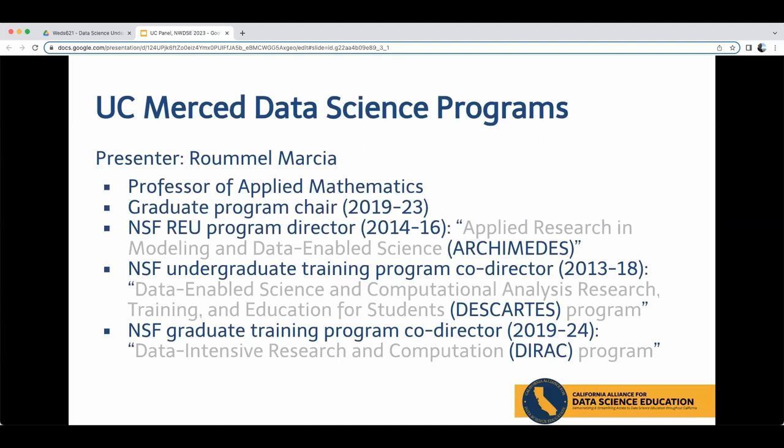Then we also got some funding to enhance our applied math major. We had a program called Data-Enabled Science and Computational Analysis Research Training and Education for Students, the Descartes program. That enabled us to have an emphasis track in our applied math major on computational and data-enabled science. I'll talk a little bit more about that later, but in essence, it set up some of the courses that we're planning on teaching in our data science program.